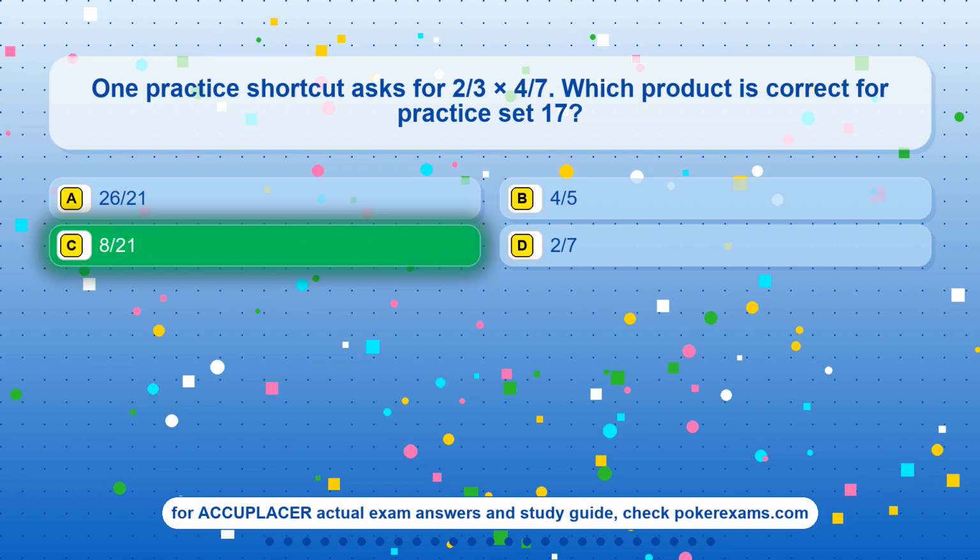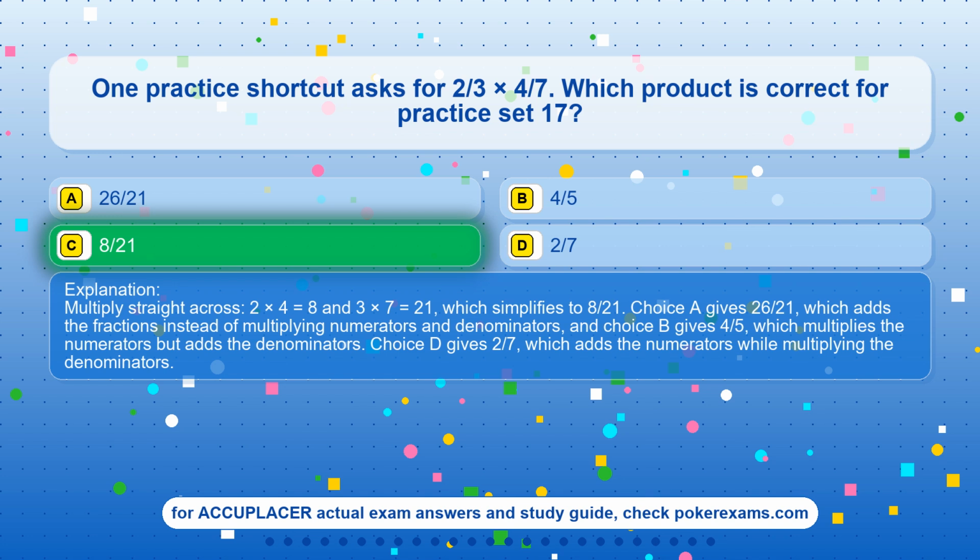The correct answer is option C, 8/21. Multiply straight across. 2 times 4 equals 8 and 3 times 7 equals 21, which simplifies to 8/21. Choice A gives 26/21, which adds the fractions instead of multiplying numerators and denominators, and choice B gives 4/5, which multiplies the numerators but adds the denominators. Choice D gives 2/7, which adds the numerators while multiplying the denominators.